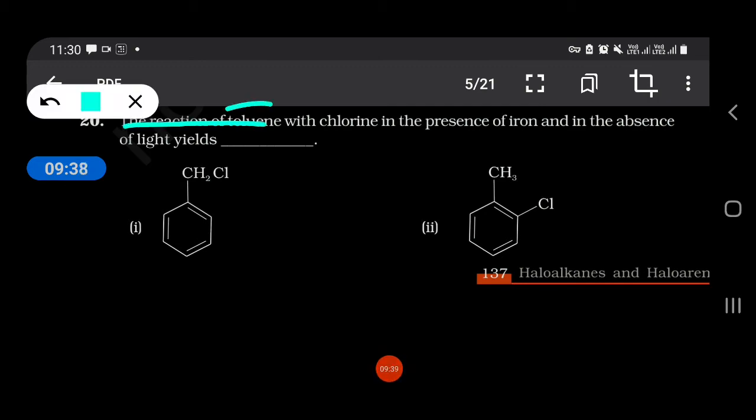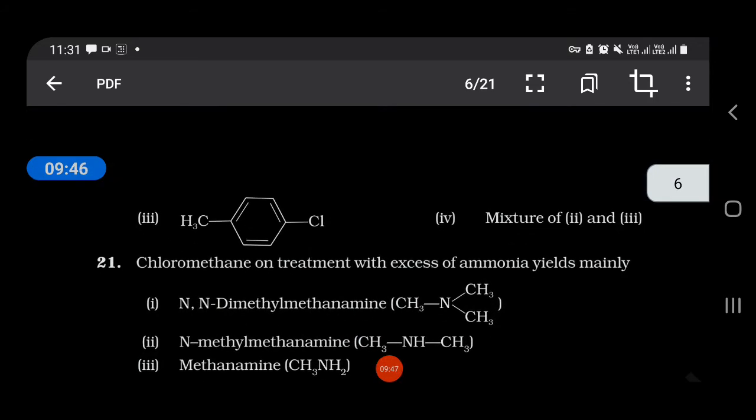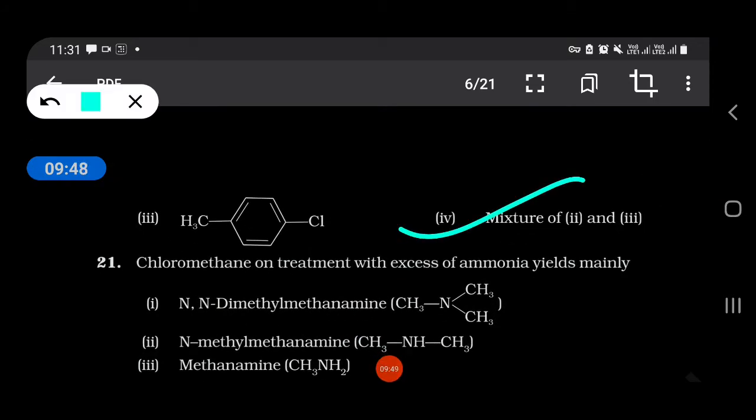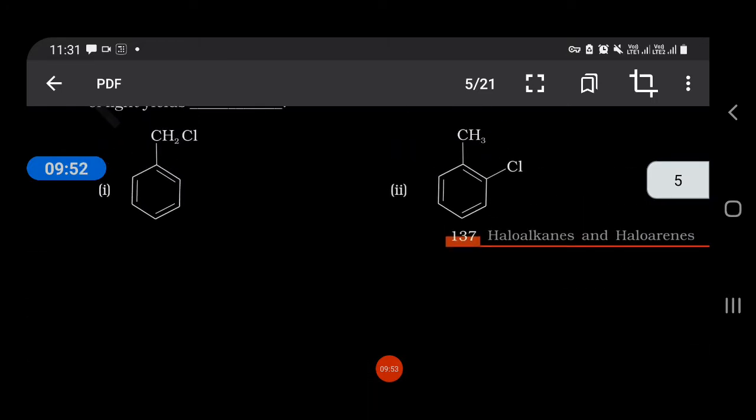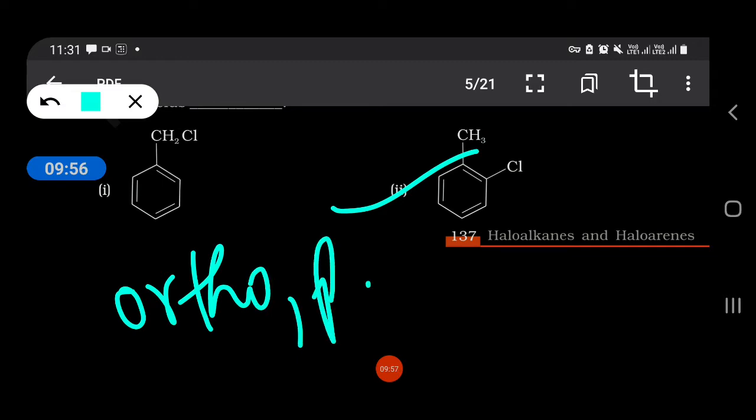The reaction of toluene with chlorine in presence of iron and in absence of light yields a mixture of 2 and 3. This one and this one, ortho and para. Ortho para. Okay.